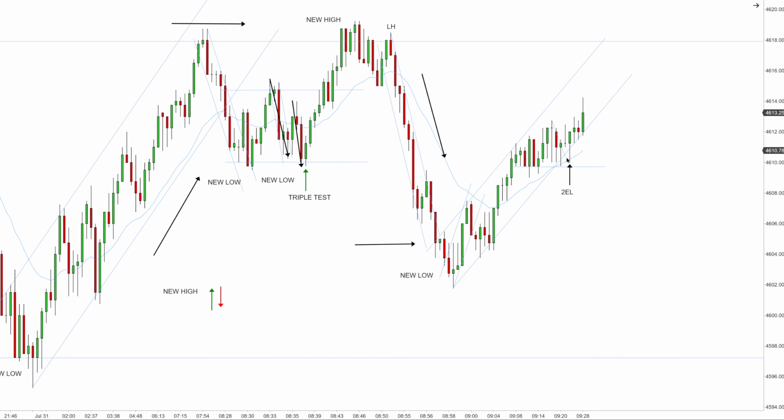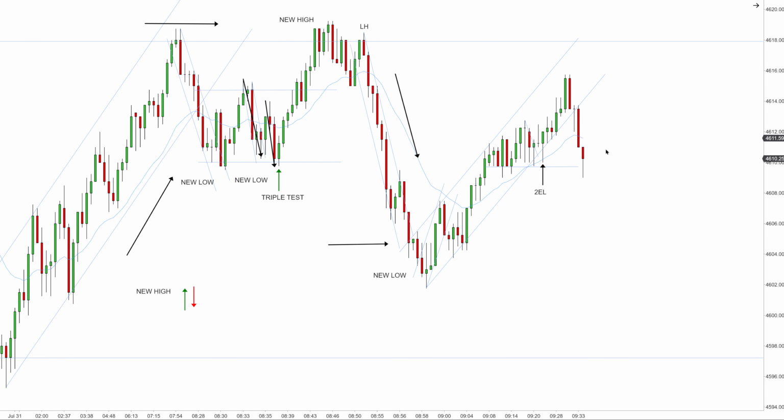Either way, you have a two-legged pullback at the key entry point. We're breaking the channel, but I'm not panicking. I'm not expecting the market to reverse. I'm thinking the market is going to get a new extreme, just like I did at the very beginning of the session. Simple price action. I just need to time it properly.